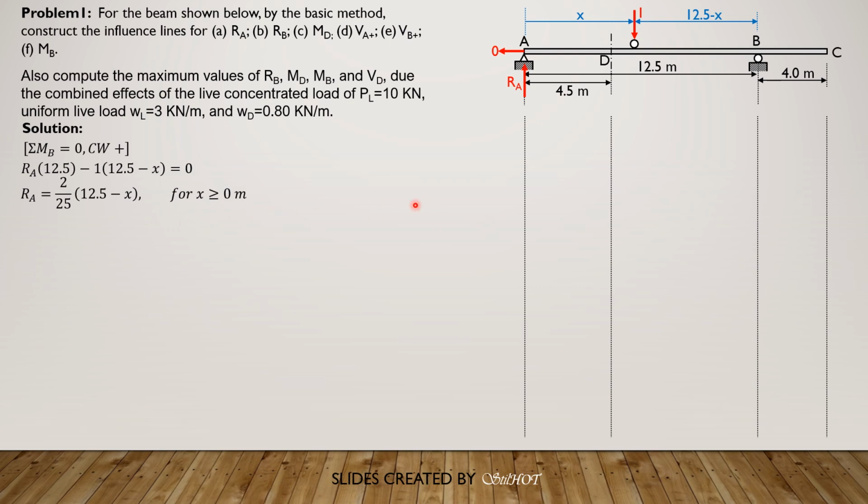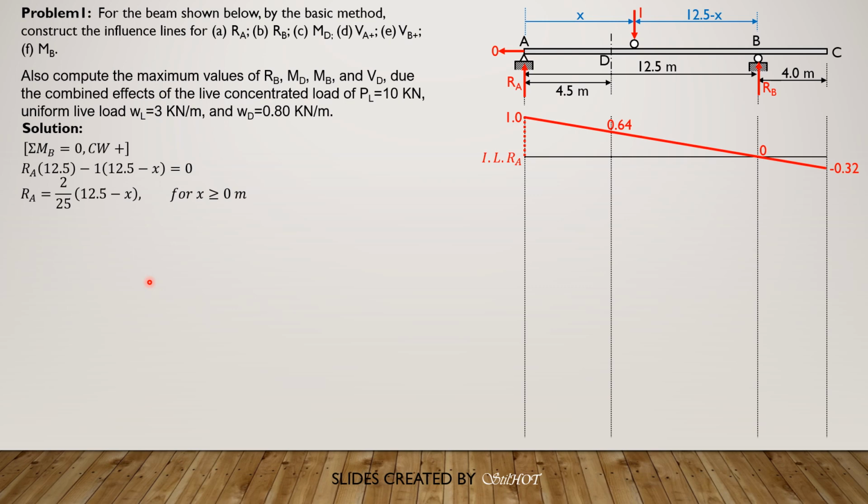So we can now plot. When X is 0, RA is 2 times 12.5 over 25, so that is 1. When X is 4.5, 12.5 minus 4.5 is equal to 8, then 8 times 2 is 16, 16 over 25 is 0.64. Then when X is 12.5, this is 0, so RA is 0. Then when X is 16.5, we have 12.5 minus 16.5 times 2, negative 8 over 25, or negative 0.32.